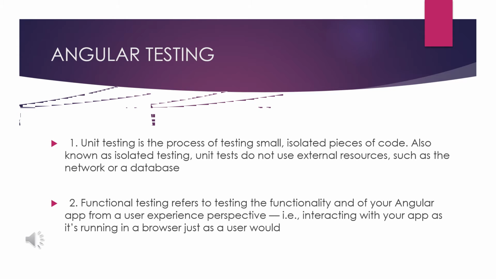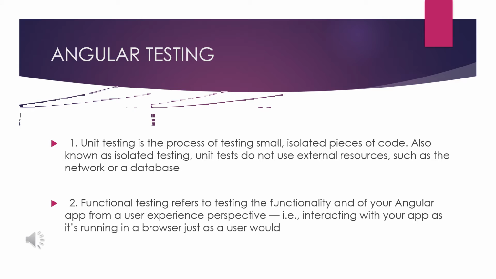So in Angular testing we are separating it into two different entities. One is unit testing and another one is functional testing. For unit testing we are testing small isolated pieces of the code. For example, a simple piece of code will be tested unitly. So that is unit testing.